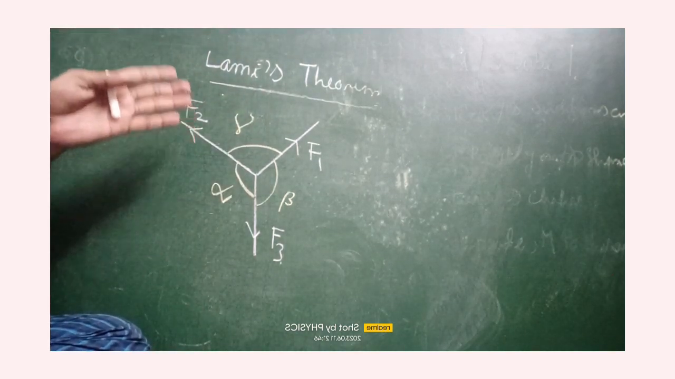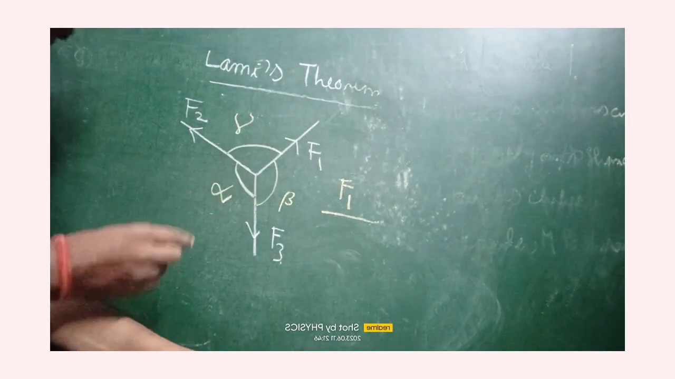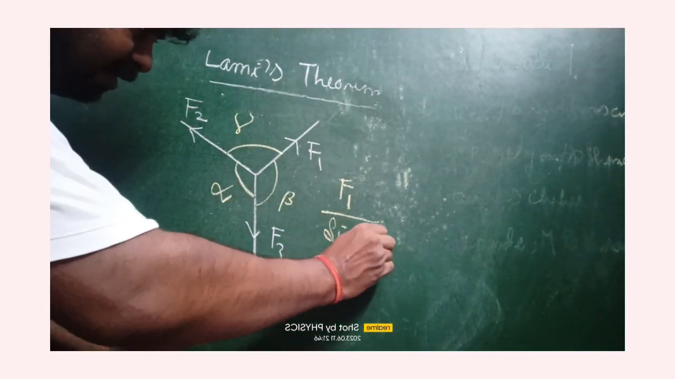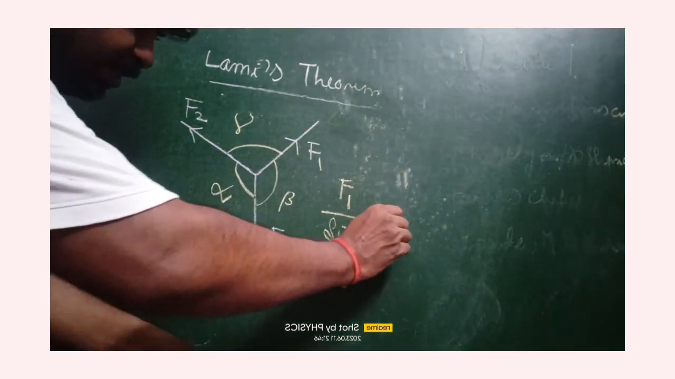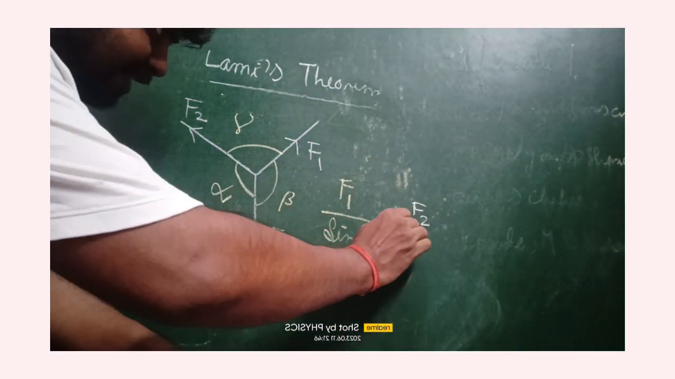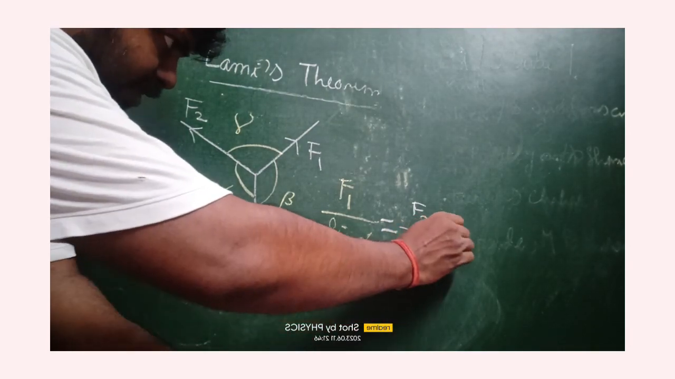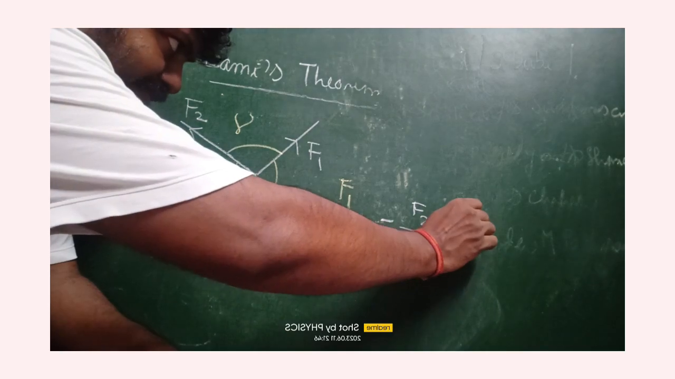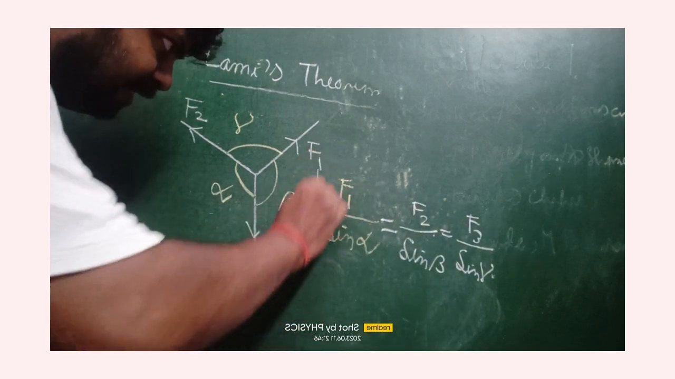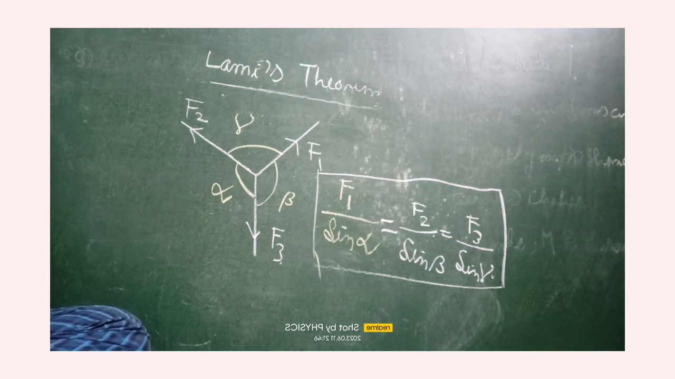Now what is Lami's theorem? The force F1 divided by the sine of the opposite angle, that is sine alpha, equals F2 divided by the sine of the opposite angle, that is sine beta, equals F3 divided by sine gamma. That is Lami's theorem.